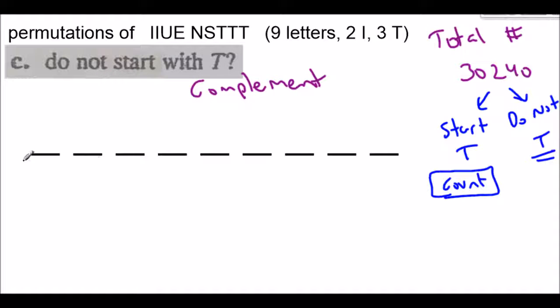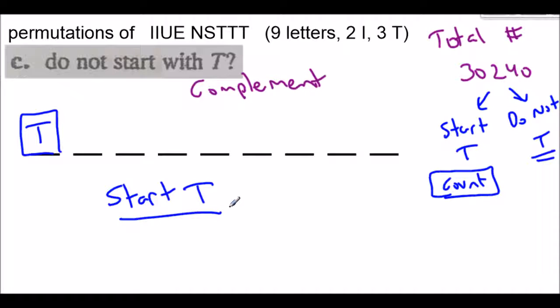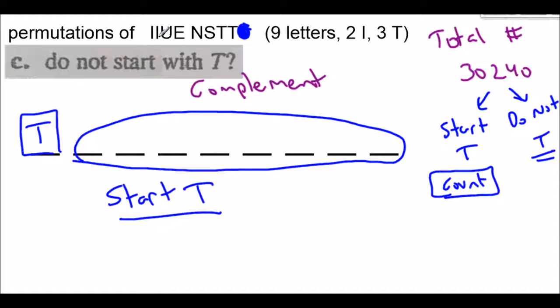So again, the math I'm about to do is where I start the permutation with a T. So I know that I'm putting a T at the beginning of this word, which means there is no longer a T left to consider mathematically. This is not a choice, I'm starting with a T. So now I have 8 places left, and I have 8 characters left. So that would be 8 factorial, but there are still 2 I's to consider, and there are still 2 T's to consider. So the total number of arrangements that do start with a T is 8 factorial divided by 2 factorial times 2 factorial, which is 10,080.